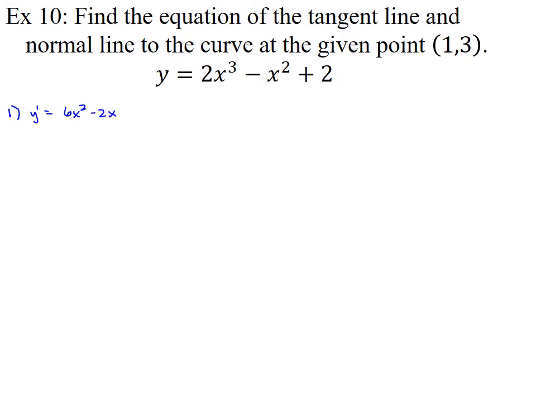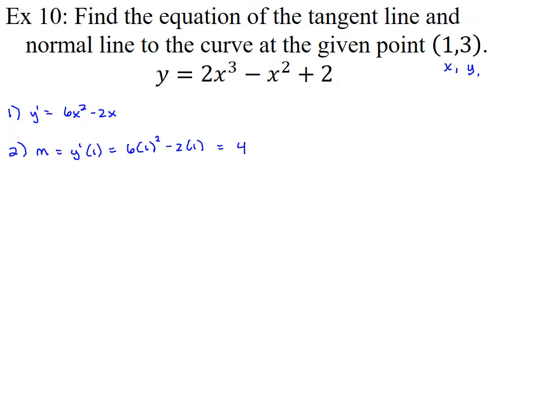We normally plugged a into our limit. Well, remember, what is a now? A is the x value of your point. So on part 2, to find the slope of a tangent line, you need to plug your x value into the derivative, which is going to be 1. So that would be 6 times 1 squared minus 2 times 1, which does simplify into 4.